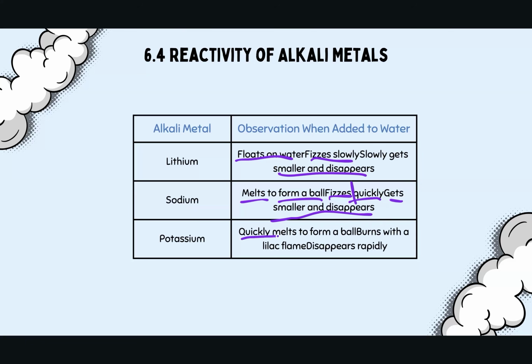Then potassium, it quickly melts to form a ball. It burns with a lilac flame and it disappears rapidly. So we've gone from slow to quick to rapid. Now, what's going to happen with cesium? We just upgrade the adjectives. We say it melts as soon as it touches the water. It disappears as soon as it touches the water. It sets alight. It explosively burns.